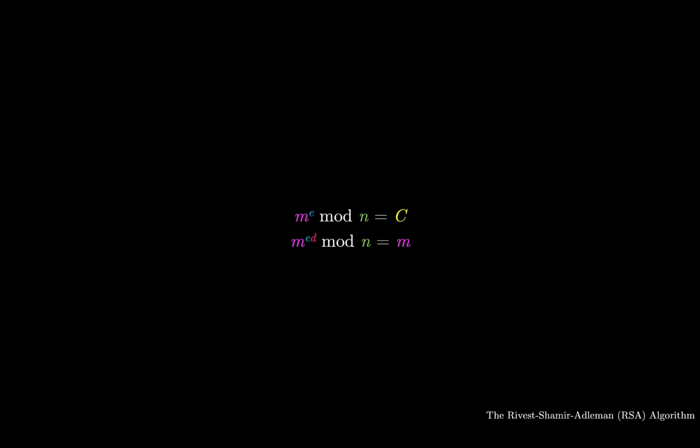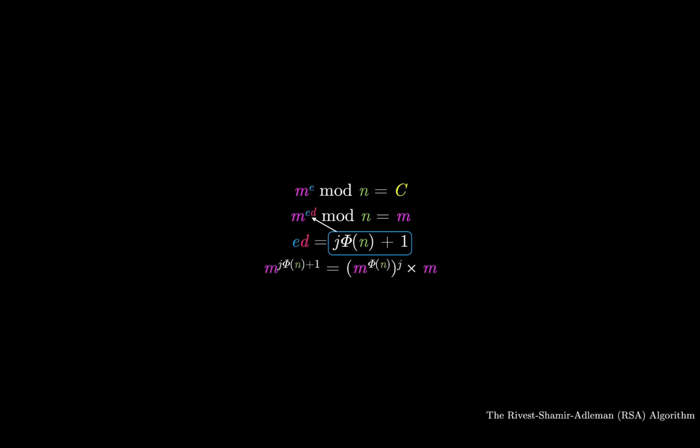Now, we've established previously that ed mod 5n is equal to 1, meaning ed upon division by 5n leaves a remainder of 1. Hence, we can write ed equals j5n plus 1, where j is some integer. Then, by substituting this into the exponent here, we get m to the power of j5n plus 1, which is also equal to m to the power of 5n all to the power of j times m.